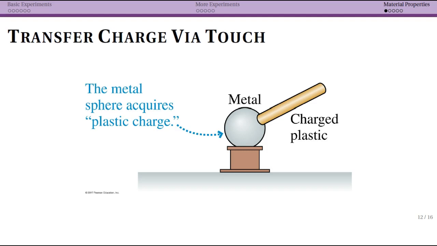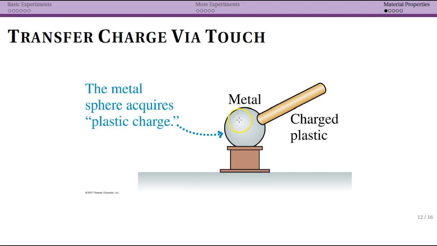Now we're going to think about material properties, and we're going to largely be considering what we're going to call insulators and conductors. So we're going to think about how our charge, so far plastic type charge and glass type charge, seems to move or not based on the material.